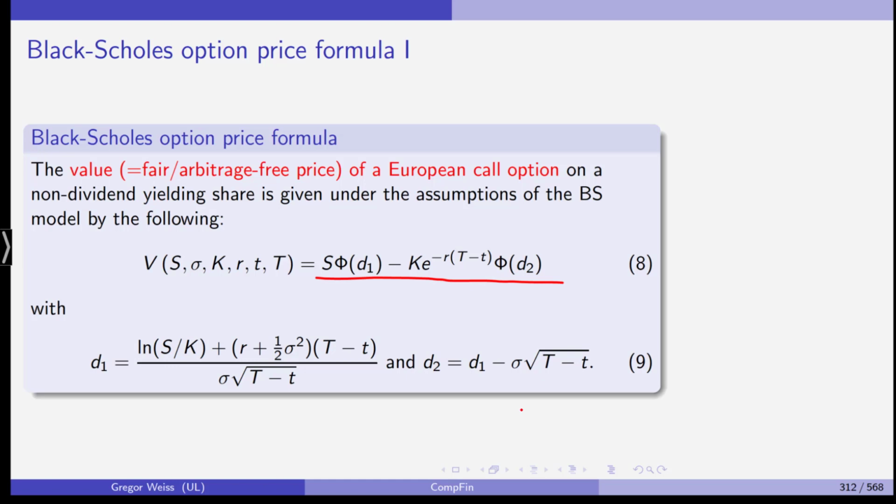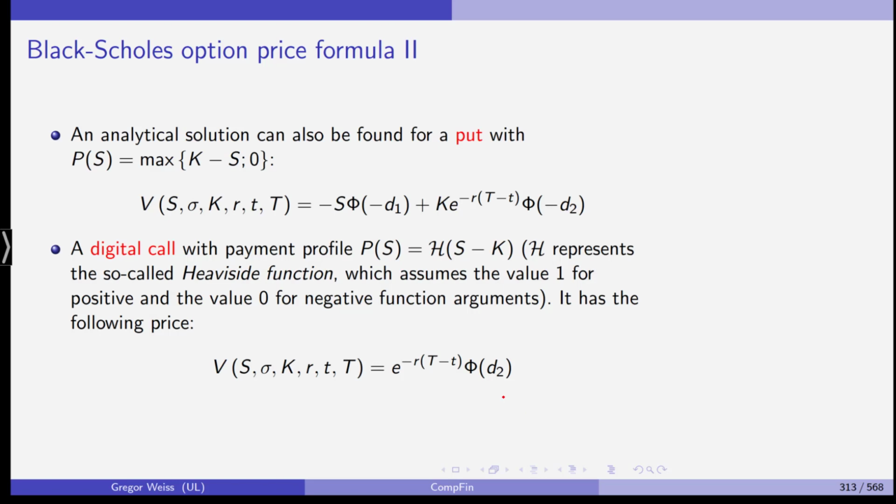The analytical solution can also be found for a put or for a digital call with slightly different payout profiles. The simpler the payoff profile is, the more likely it is that you will have an analytical solution for the Black-Scholes partial differential equation. If it's more complicated, it's highly likely that you cannot solve this integral analytically.